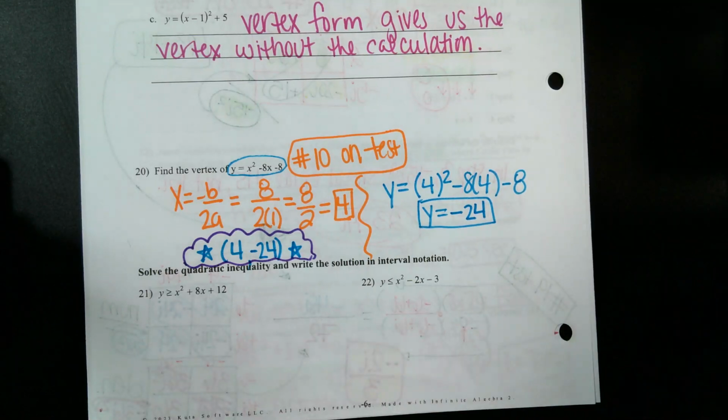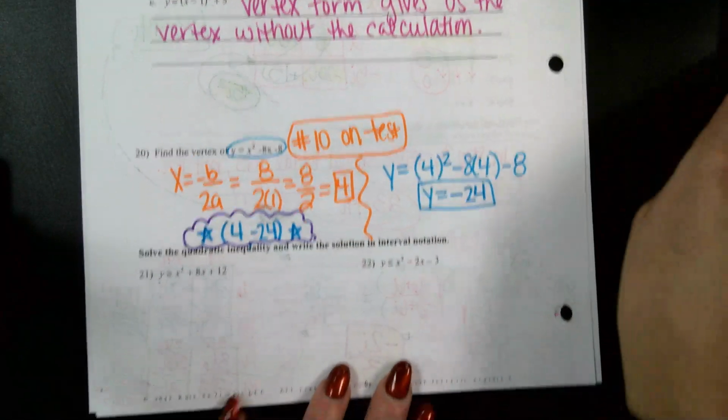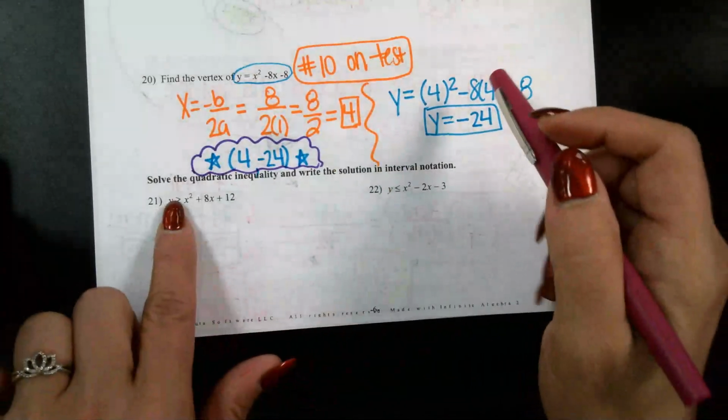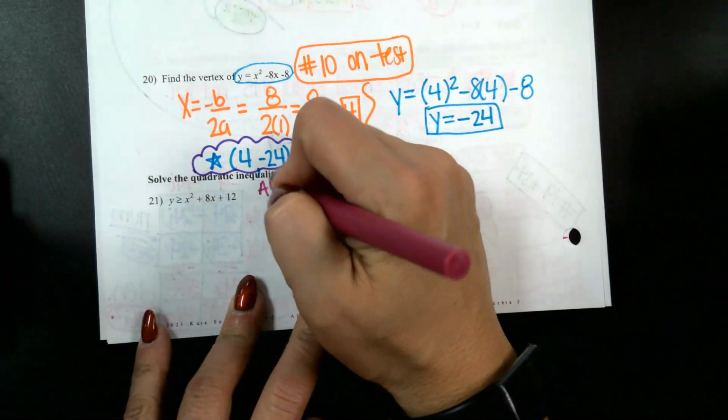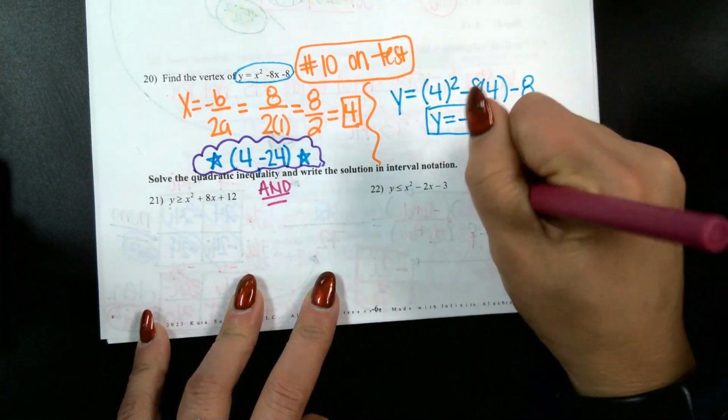Last two problems. These are the and and the or problems. The inequalities. Now these we will write in interval notation. All right, greater than is and, you might want to go ahead and write this, and then less than is or.